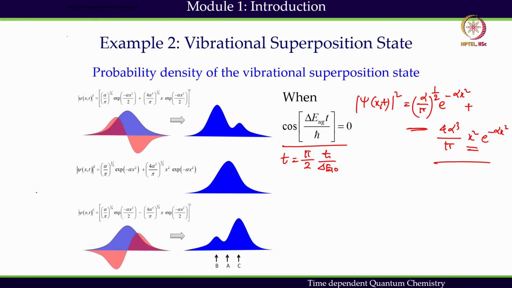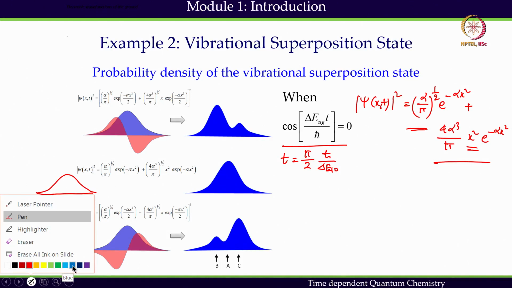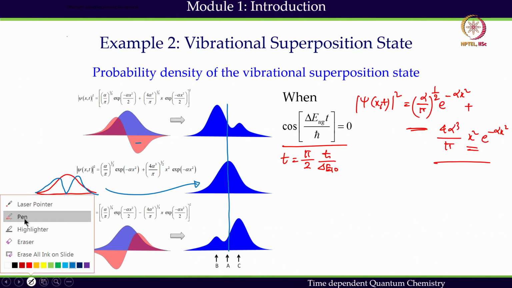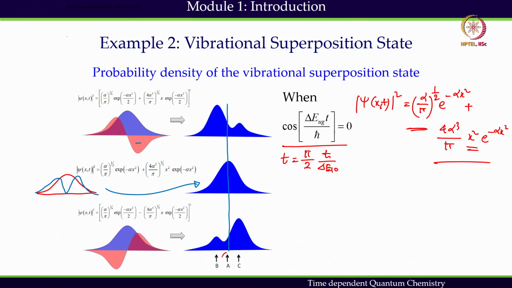Adding these two functions, it means that I have all are square basically. So I have this function, then I had another function, but it is now squared. That's why it will not have any negative phase like this. And if we add them together, we finally get this, which means that the maximum density has come to this middle point, which is defined by A at this time.